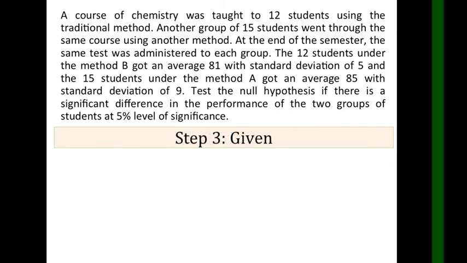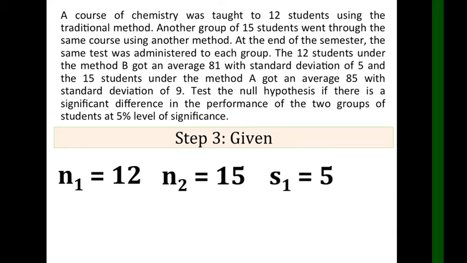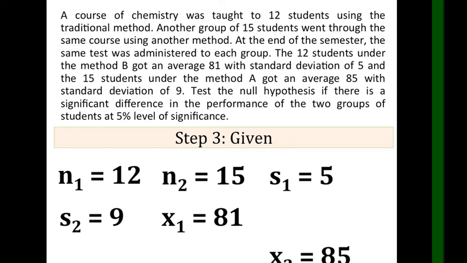All right. Now let's proceed to the given. For the given n1, we have 12, for the 12 students, which is method B. We have n2 for method A, which is the 15 students. For the s1, we have 5, that will be the standard deviation for the 12 students, and 9 for the 15 students. For the x1, that will be the 12 students, they got an 81 average. And for the x2, they got an 85 average.